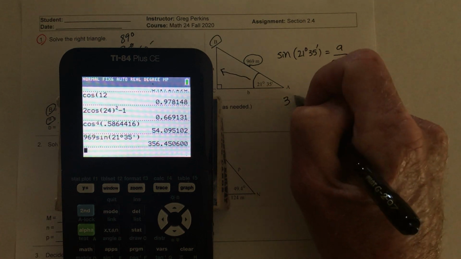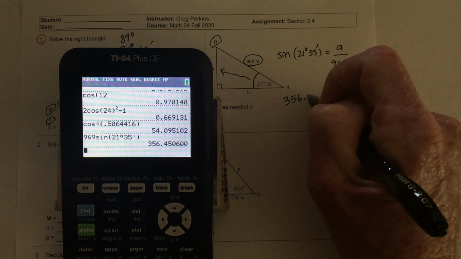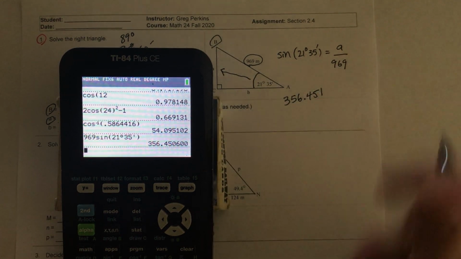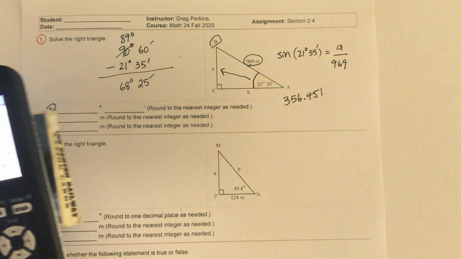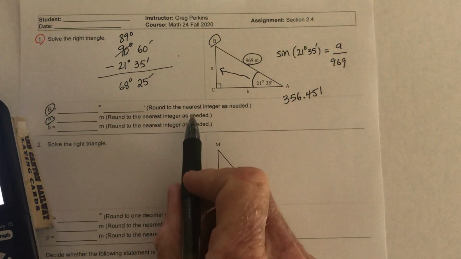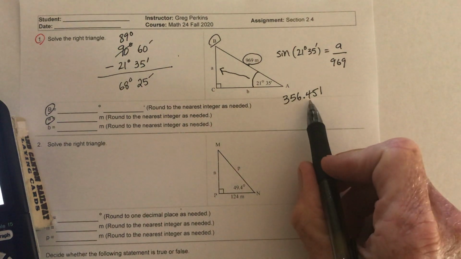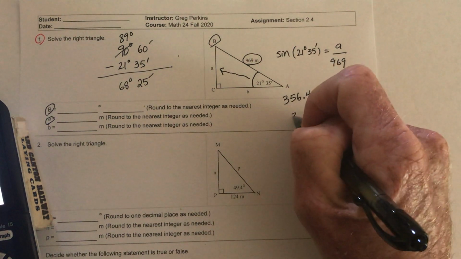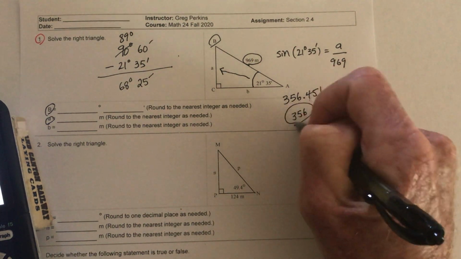And so that would be 356.451 if I go to 3 decimals. They said round it to the nearest integer. So with this being a 0.4, that would just be 356.